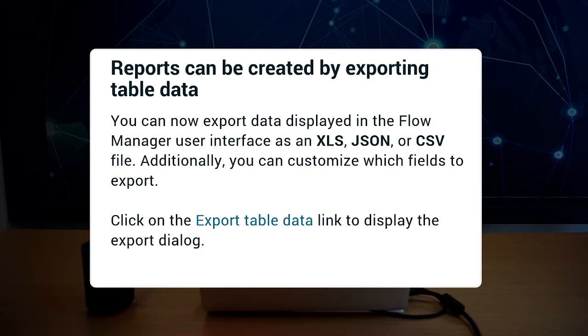Next, you can now export the contents from most lists in the Flow Manager UI. You can now export the data displayed in most user interface lists as XLS, JSON, or CSV files. Additionally, you have several options to customize the data you'd like to export. The exportable lists are patterns, templates, subscriptions, flows, and deployments, as well as product applications, application groups, partner certificates and keys, and organizations and units. All you have to do is to decide which list you wish to export and then click on the Export Table Data link to display the export dialog.